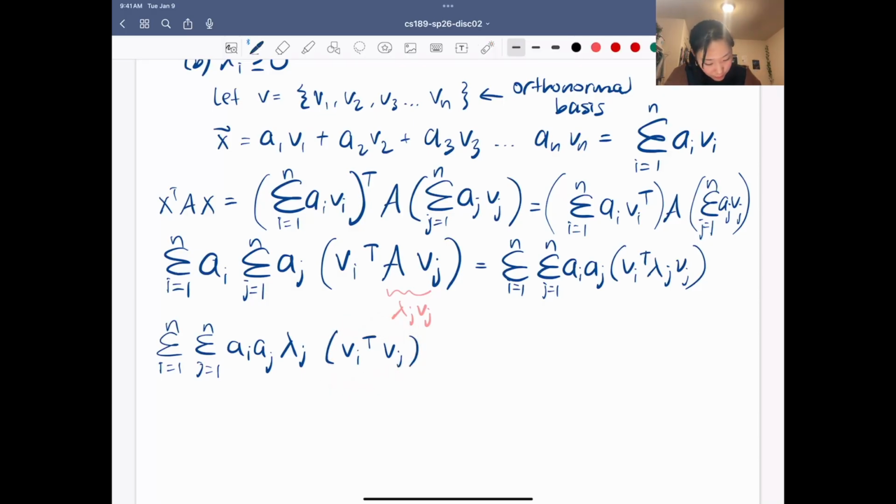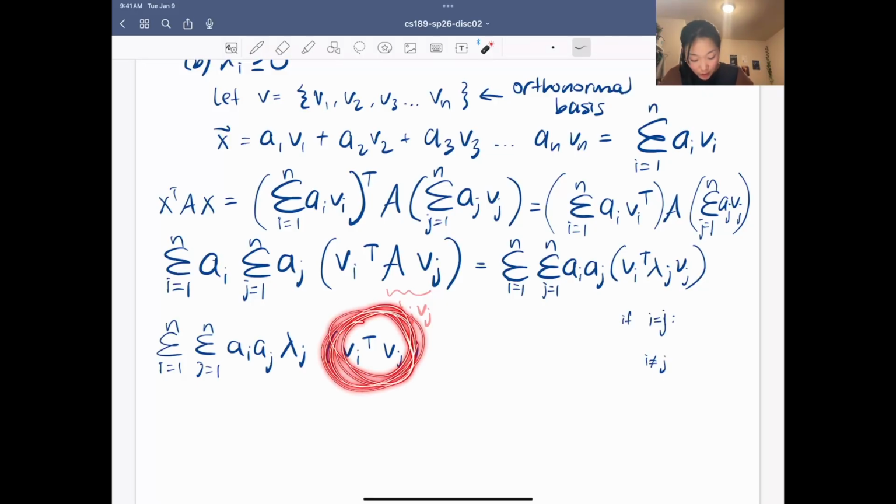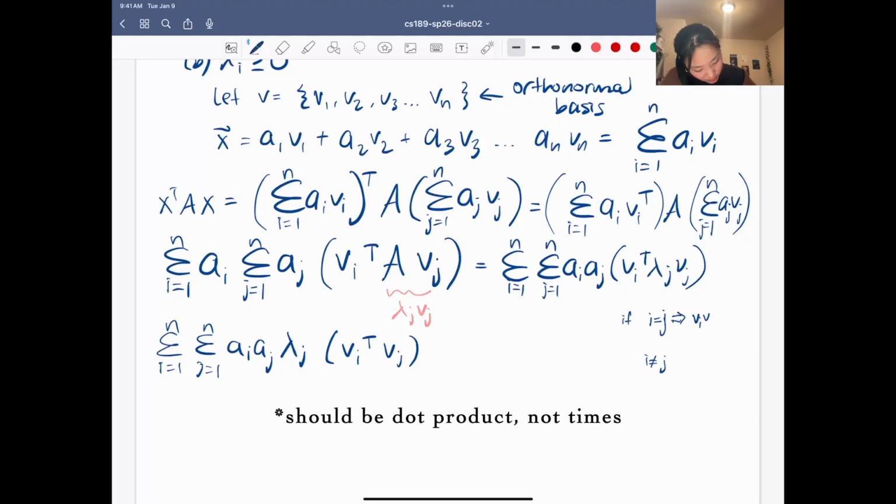We can either have i equal to j, or we can have i not equal to j. And so if i is equal to j, what happens? Okay, so if i is equal to j, then we have the dot product vi transpose vi, which is basically dot producting ourselves. And so this is like saying that we're doing vi times vj, which is equal to vi times vi, which is just equal to 1.